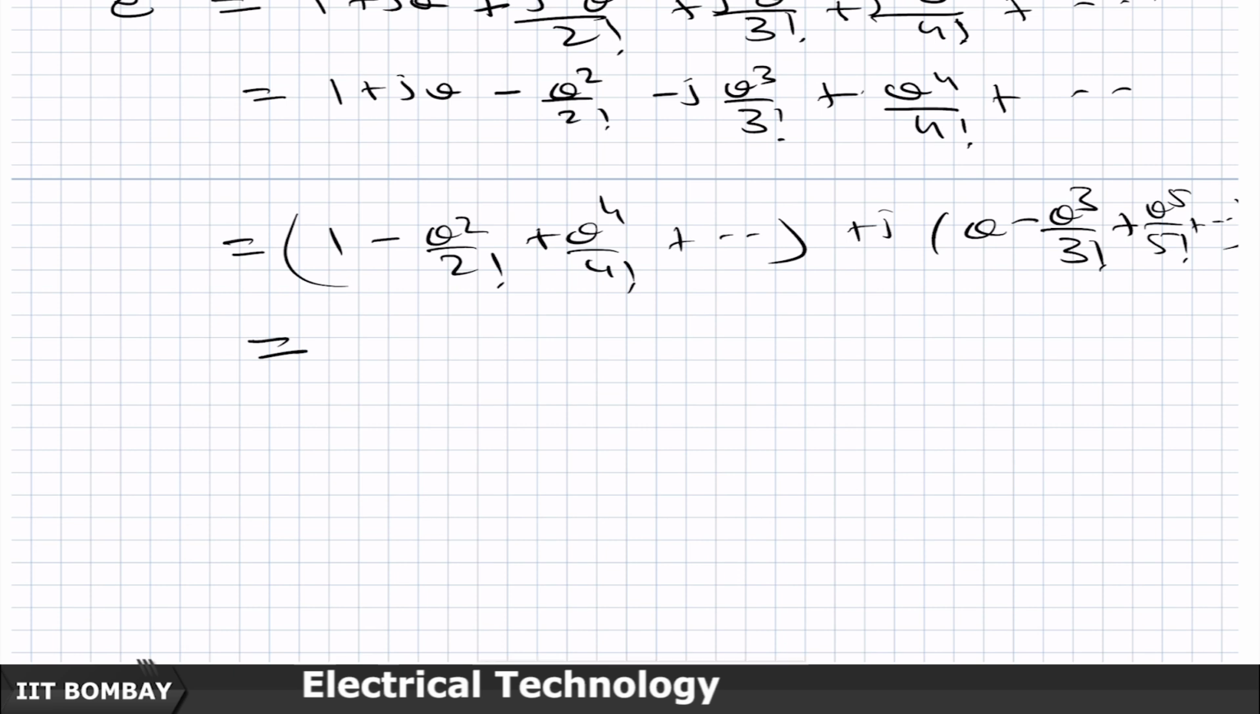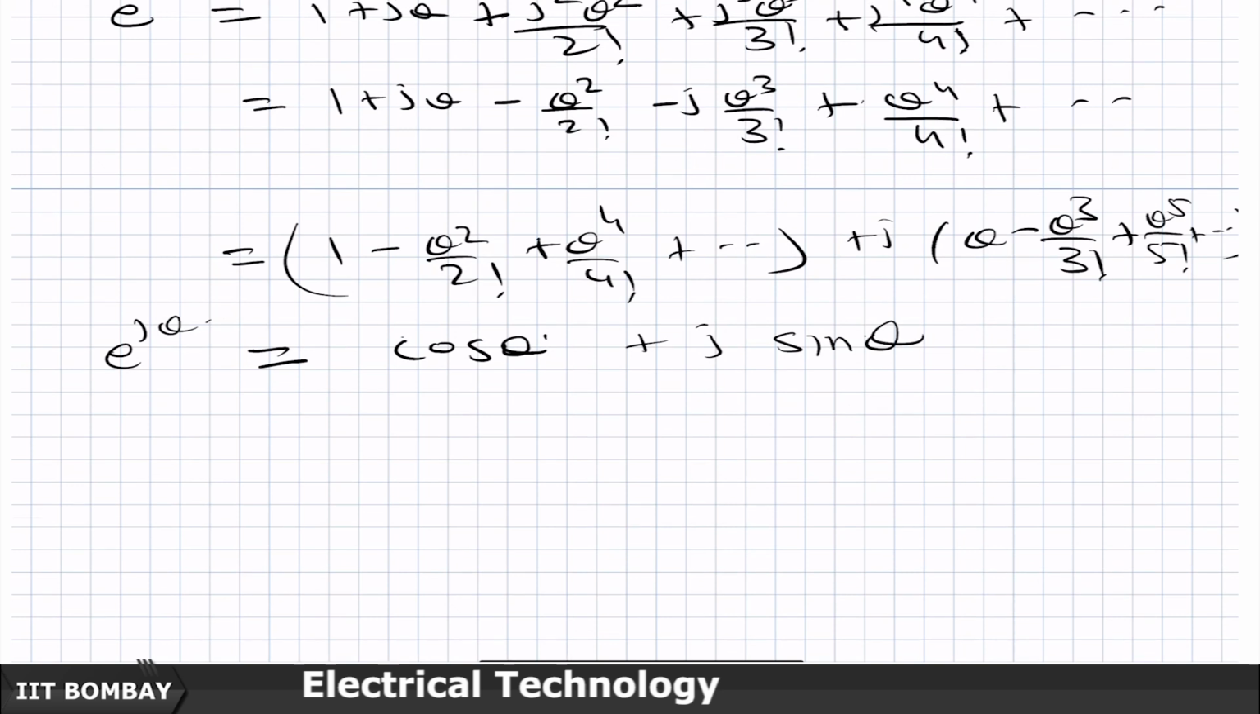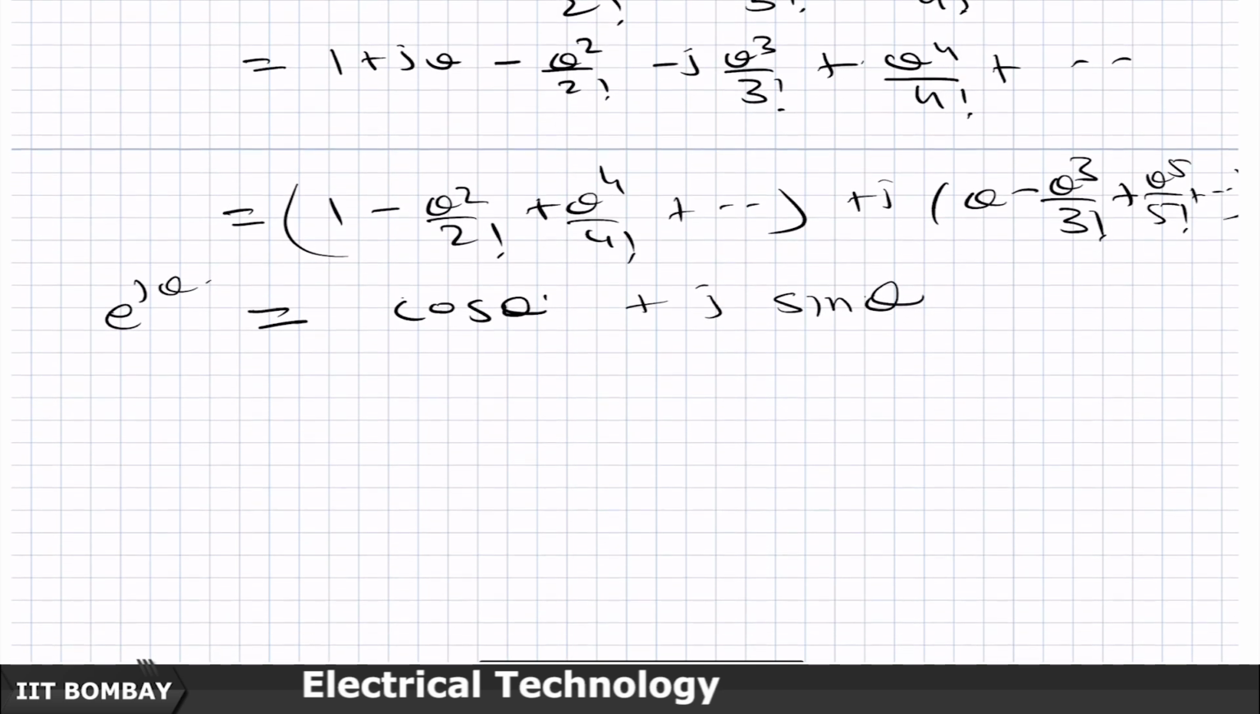but this is nothing but the expansion of cos of theta, and this is nothing but the expansion of sin of theta, and so you immediately come to this very fundamental identity, which is that e to the power j theta is equal to cos theta plus j sin theta.